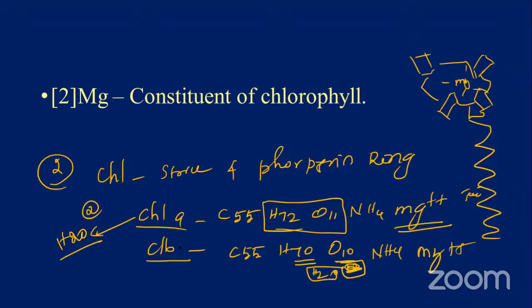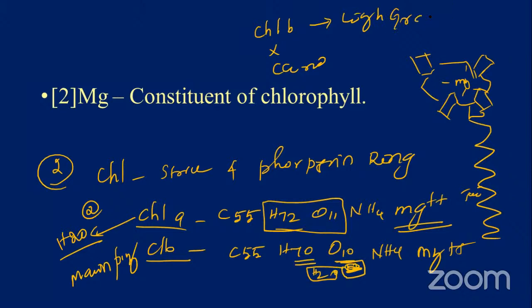This part is also sometimes asked as a question. Chlorophyll A is the main pigment. And one more is chlorophyll B, xanthophyll, carotenoid. Chlorophyll is a light green color. Xanthophyll is a yellow color, and carotenoid is a yellow-orange color.